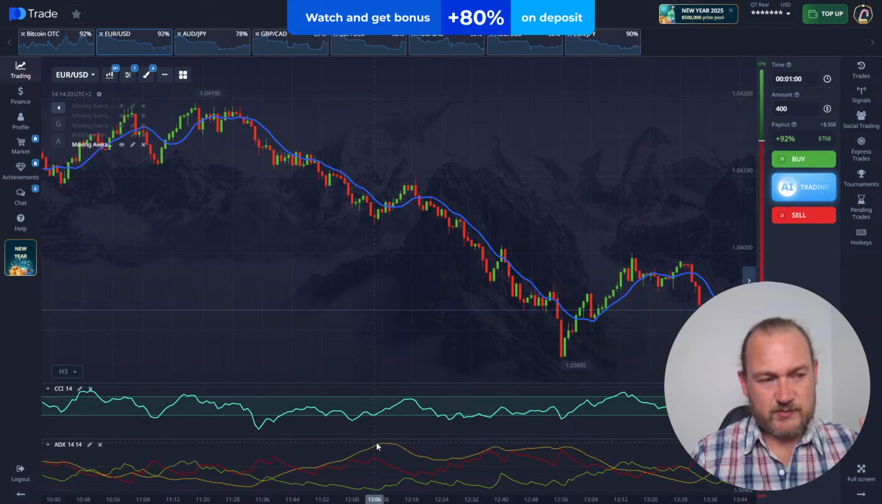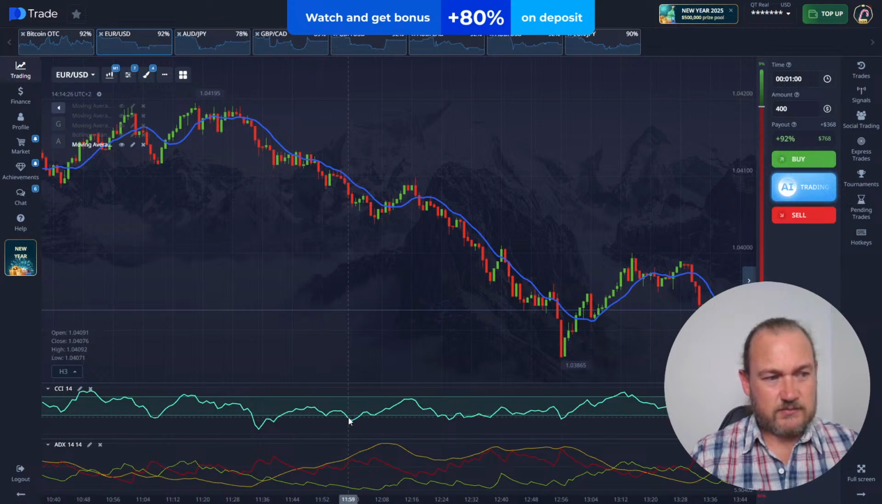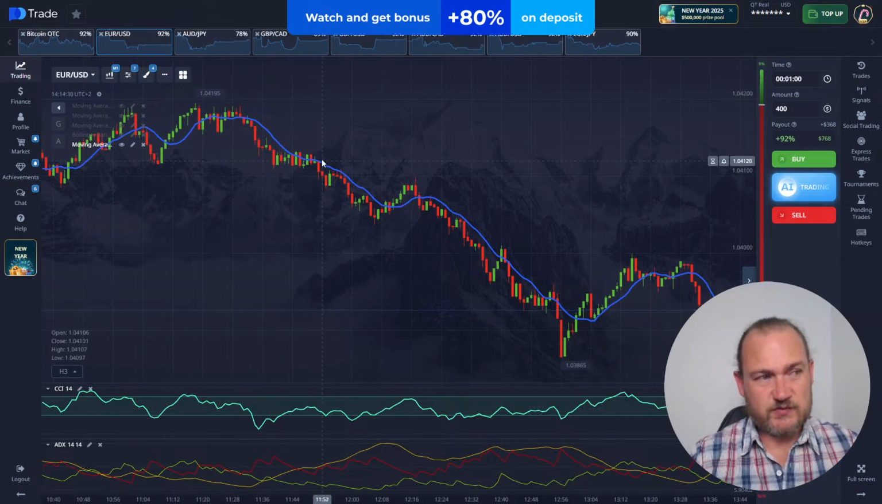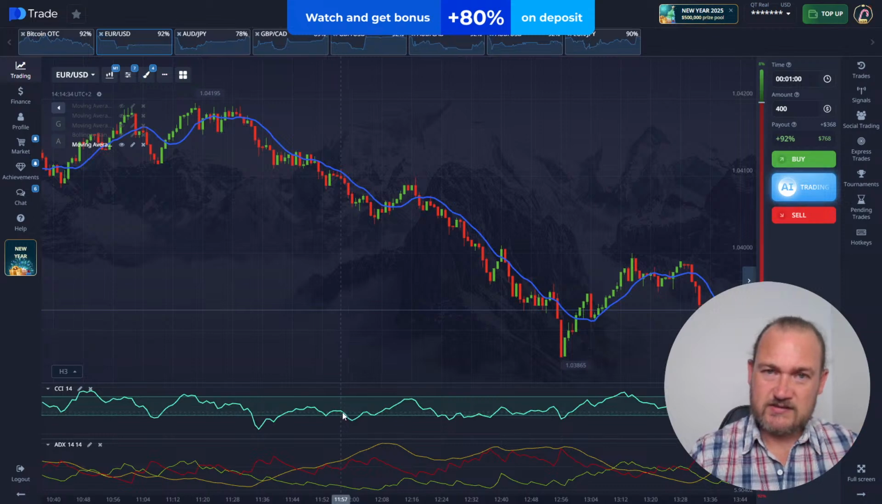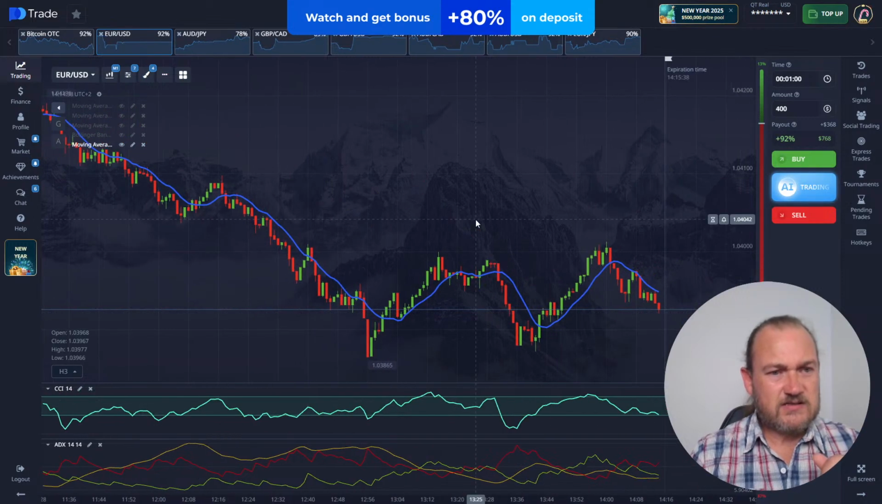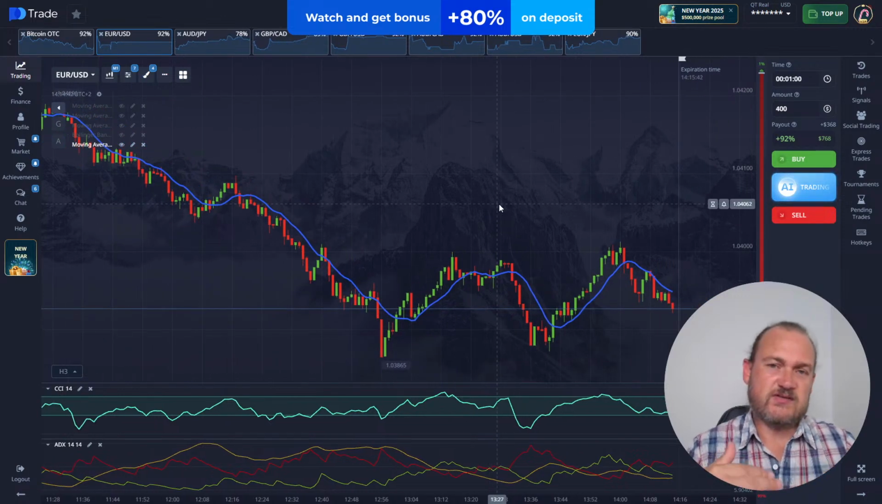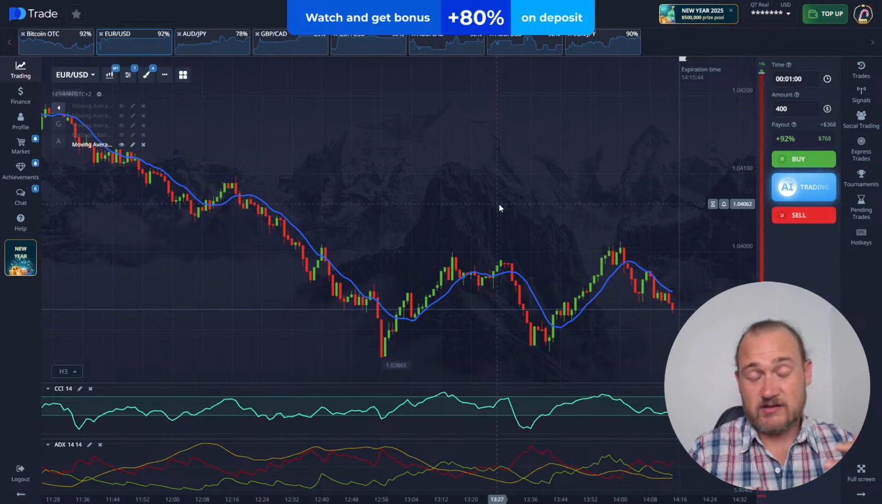When the ADX is climbing like this and we are in a downwards move, while the ADX is very high, we can actually take trades. In this case, it was a bearish move, so we would have taken sell trades when the CCI went outside the 100 parameters. Okay, so that's the first way that we can use the ADX. We use it with the CCI.